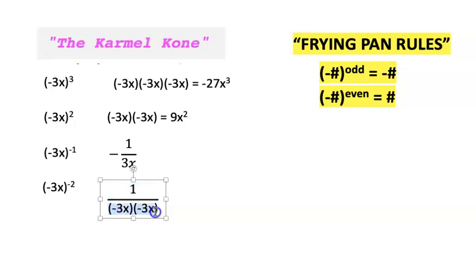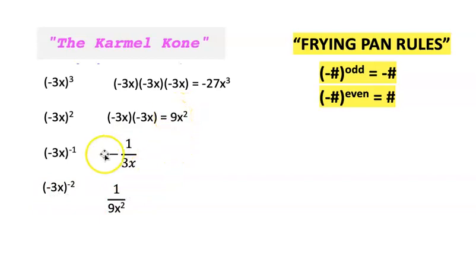There we go. 1 over 9x squared. So as you can see, negative 3x squared and negative 3x to the negative second power have basically the same answer. Just one is flipped and one stays above the fraction bar.